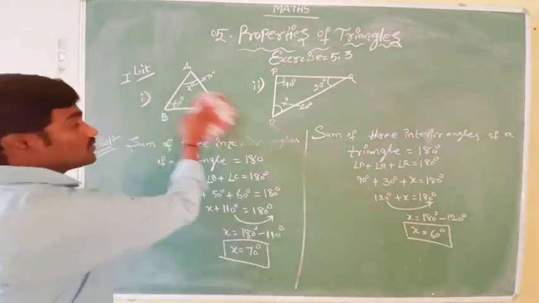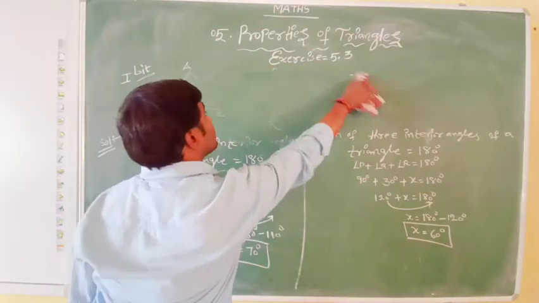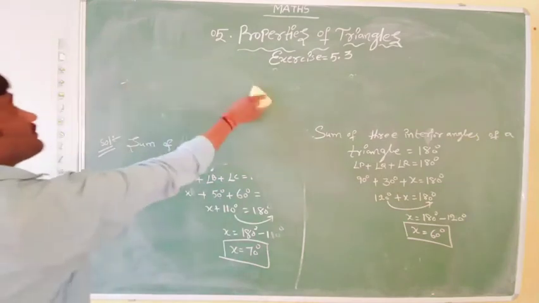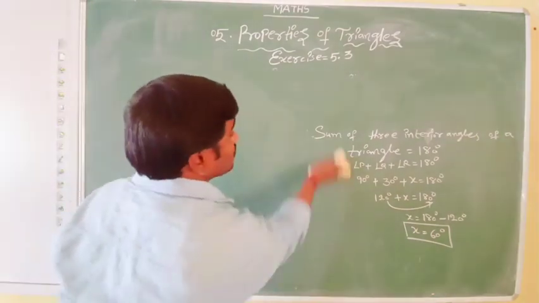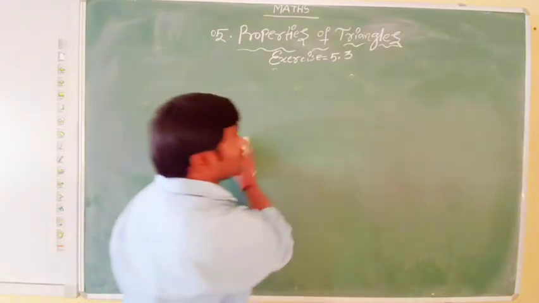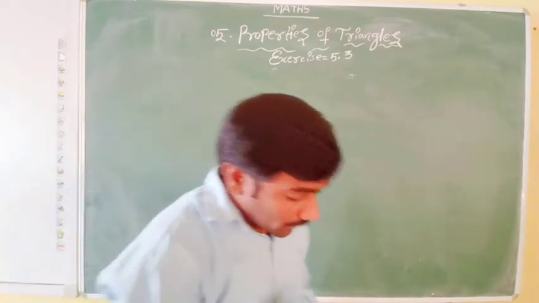I hope you understood. The third one, similarly, you need to do it by yourself. Already two angles are given in the question. You have to find out the third one. By the angle sum property only we are going to find the answers in this complete exercise.